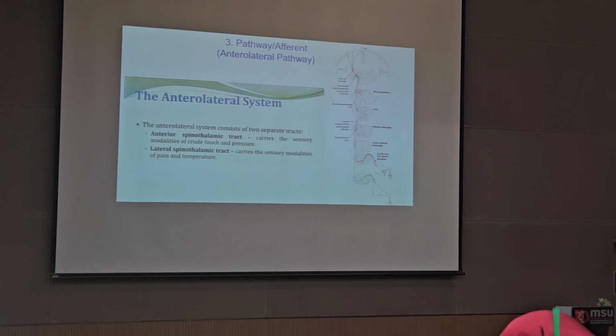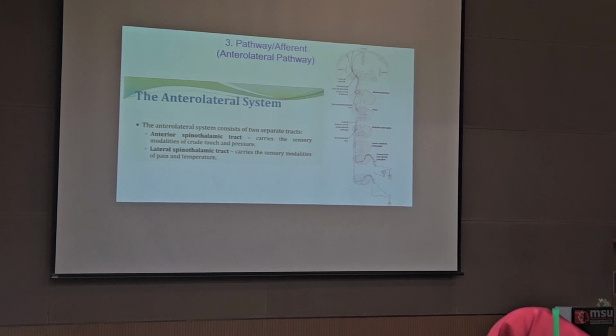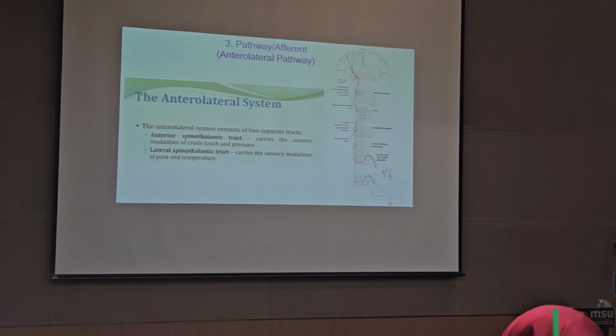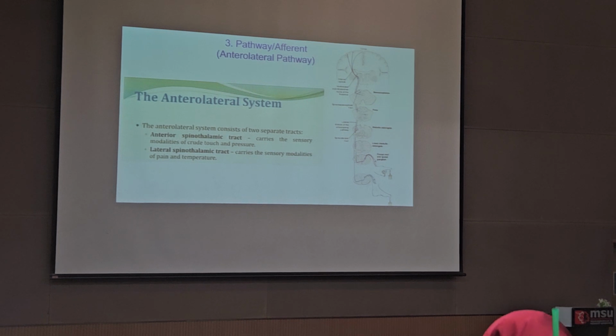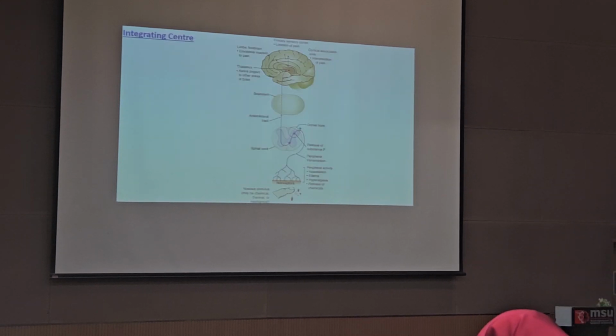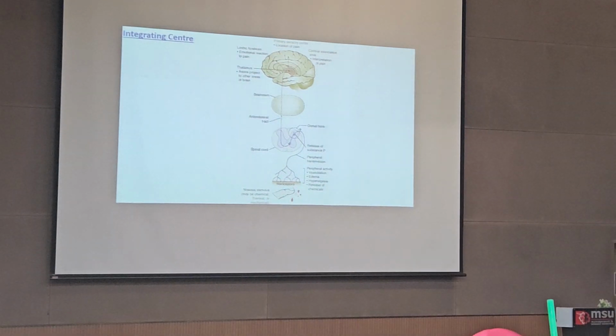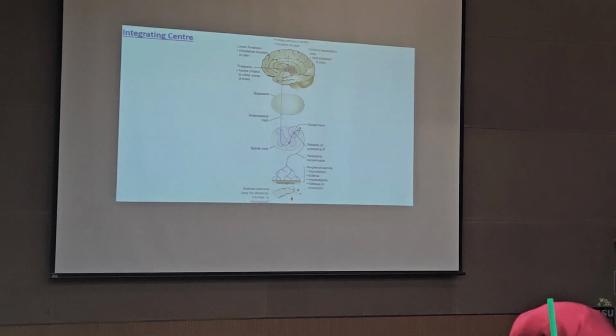As you learned this morning, there are the spinothalamic tracts. One is for vibration, proprioception, and fine touch. Another one is for pain, temperature, and crude touch. Crude touch is mainly related to the anterior spinothalamic tract. Temperature and pain are mostly related to the lateral spinothalamic tract. Then this tract goes to the integrating center. What is the integrating center for sensory? This morning you learned about the somatosensory cortex. Cerebral cortex, which area?